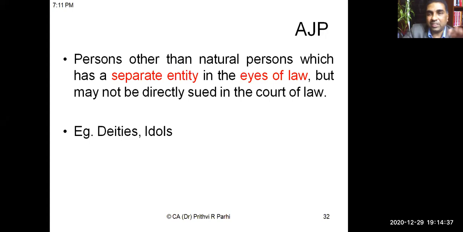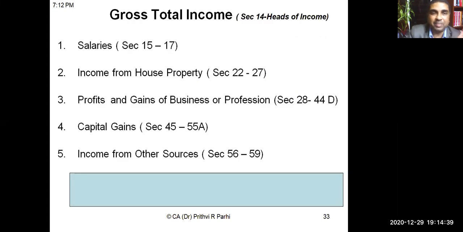Now, friends, try to understand. Under income tax law, there are 5 heads of income. How many heads? 5. That means income is divided into 5 heads, and they are referred to as heads of income. Now you see the 5 heads of income are listed here. Can you read them out?